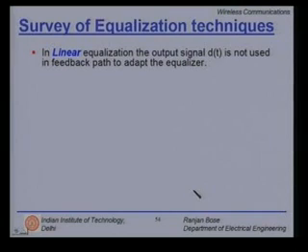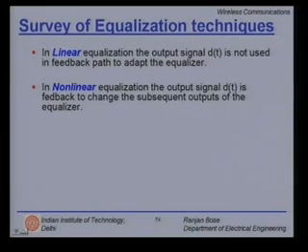In linear equalization, the output signal dk is not used in the feedback path to adapt the equalizer. However, in nonlinear equalization, the output signal dk is fed back to change the subsequent outputs of the equalizer. This is a basic difference.